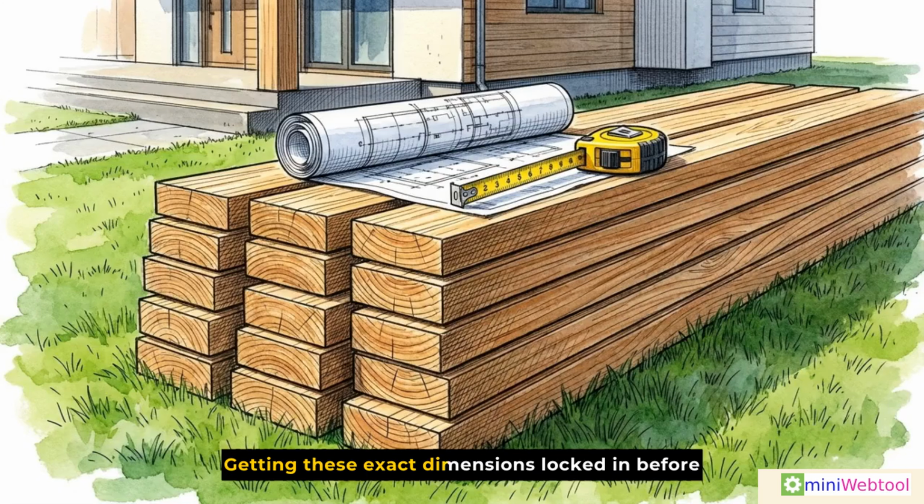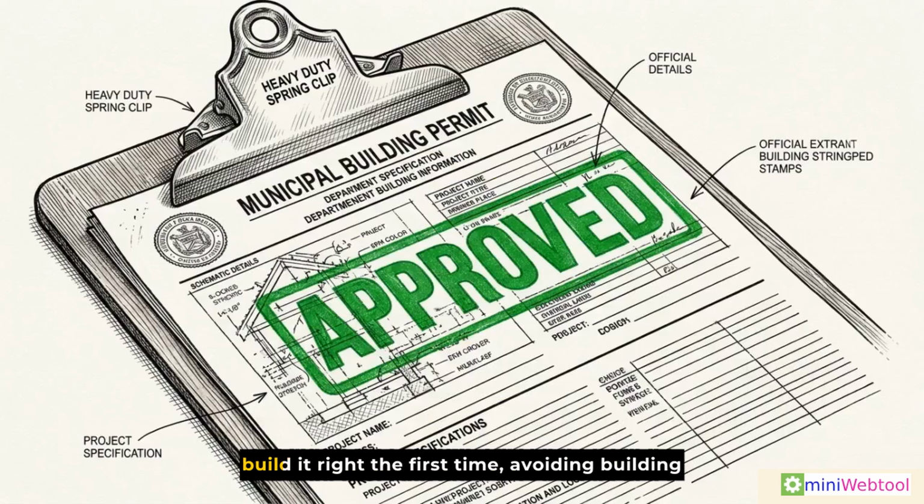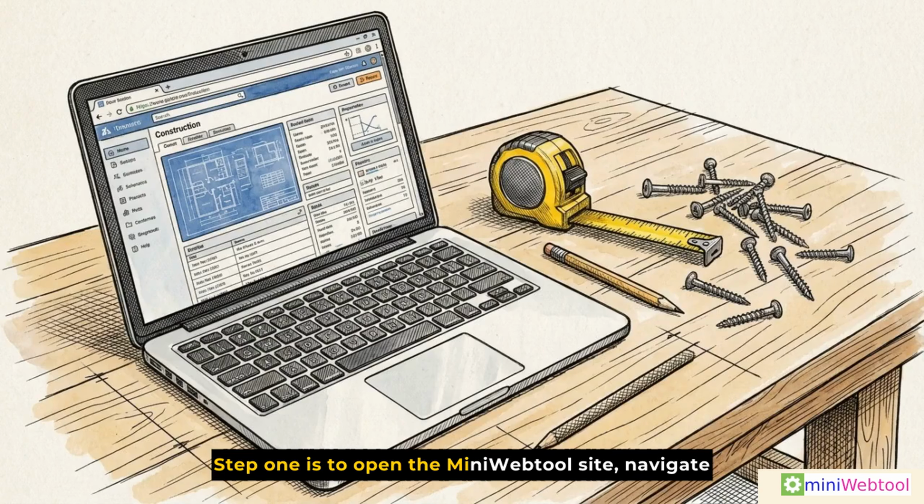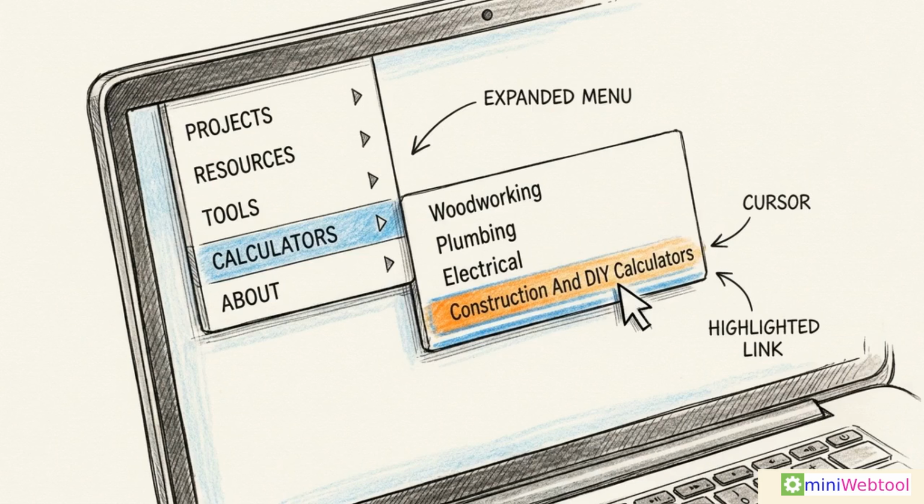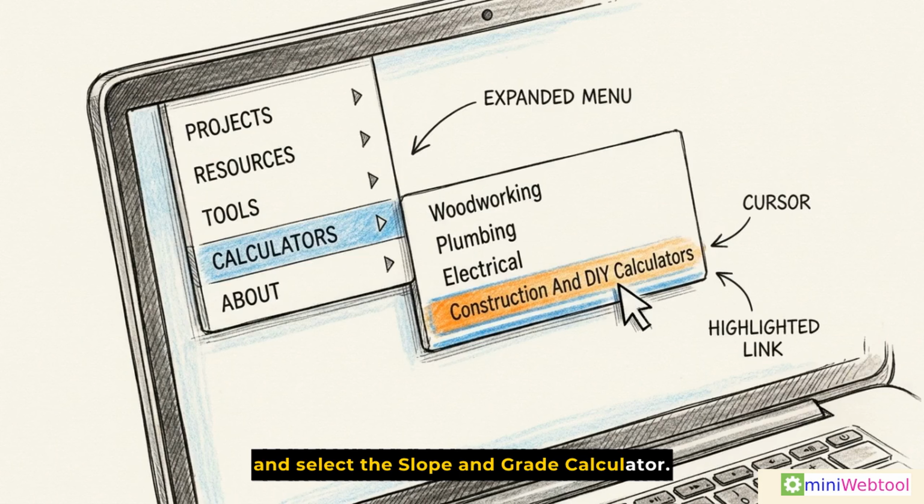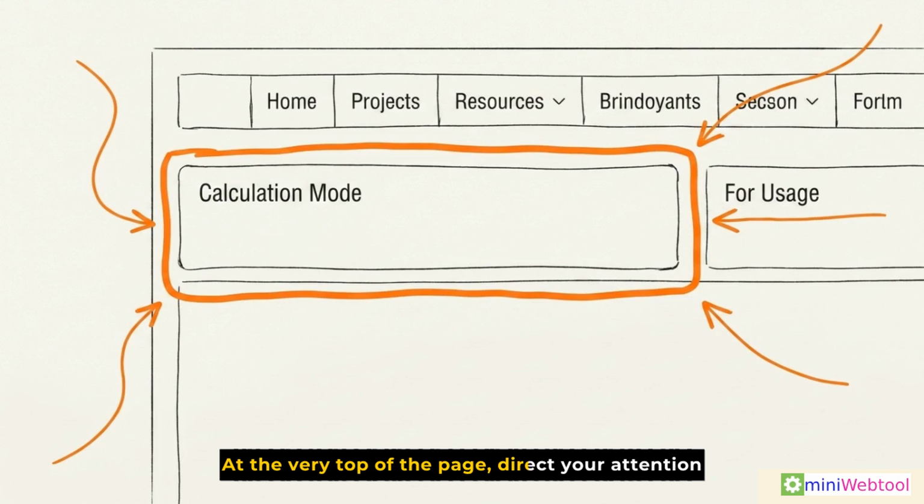Getting these exact dimensions locked in before you buy materials or break ground ensures you build it right the first time, avoiding building code violations and forced teardowns. Step 1 is to open the MiniWebtool site, navigate to the Construction and DIY Calculator section, and select the Slope and Grade Calculator. At the very top of the page, direct your attention to the Calculation Mode interface.